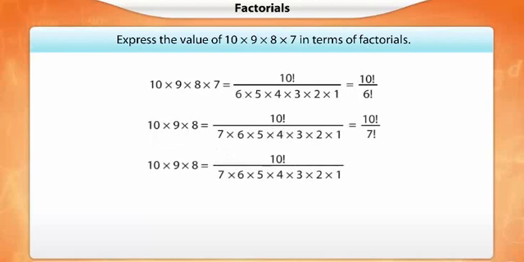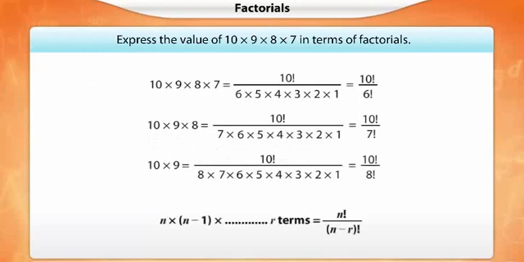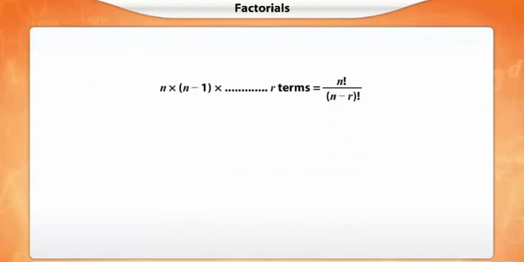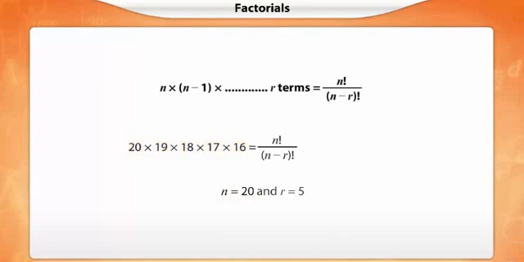In a similar manner, we can represent the product of 10 and 9 in terms of factorial. In general, this result can be formulated as shown. Let us now use this result to express the given product in terms of factorials. In this case, n is 20, and since the product involves 5 terms, r is 5.